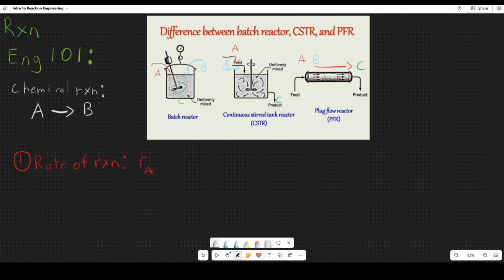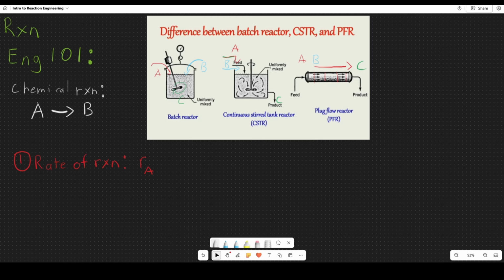So that's the rate of reaction. When we write the rate of reaction, little r sub A, what we mean is the rate at which species A is consumed per unit volume. For a reactant, we usually write minus r sub A because A is being used up and we want that quantity to be positive.